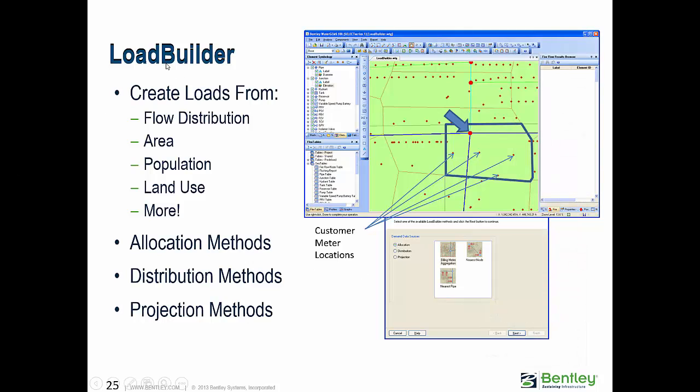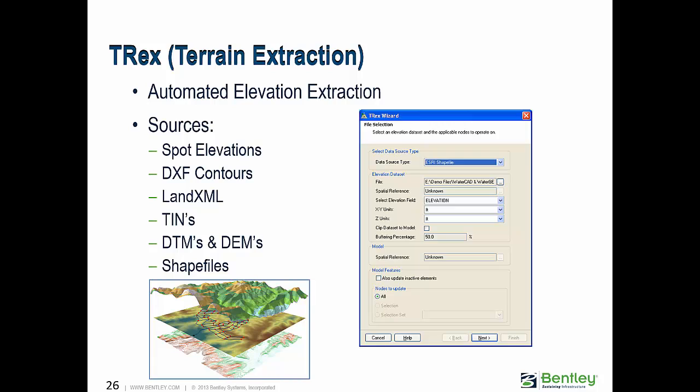There is a tool called load builder, which will help you assign sanitary loads to manholes automatically. So instead of doing it manually, you can automate the process of building loads and assigning loads to the model using the GIS information that we have, right? There are various types of distribution methods available. You can use this tool to load your sanitary model.